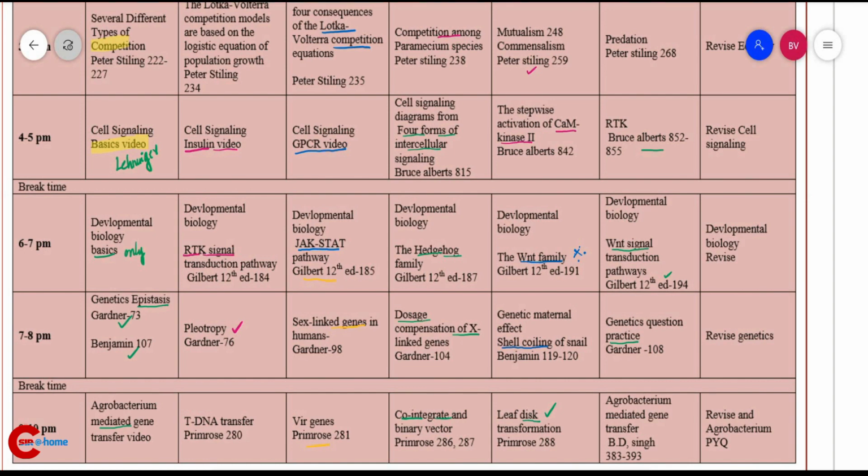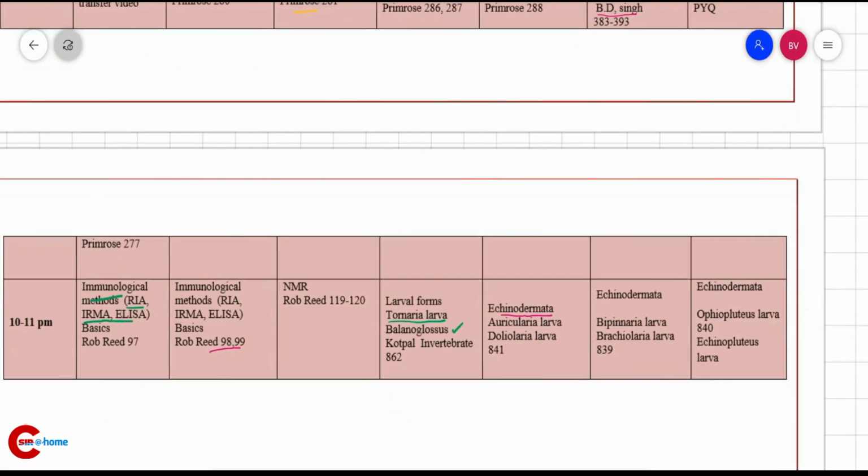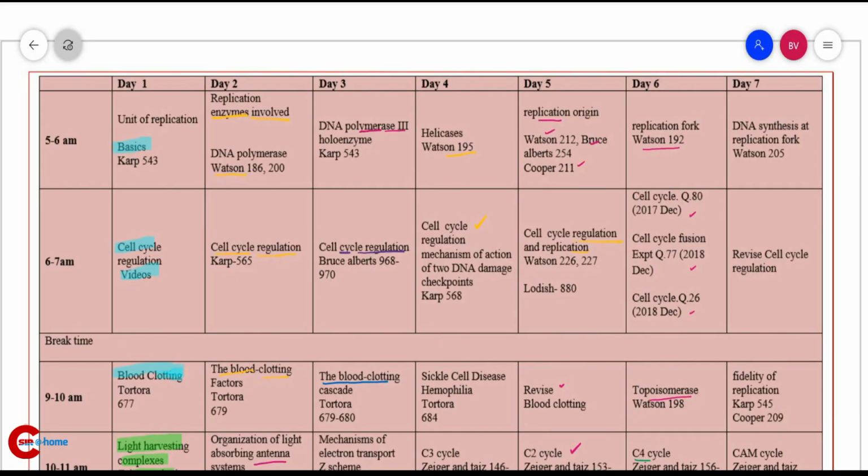Then 7 to 8 p.m., genetics question practice, just do as many questions as you can. Then 9 to 10 p.m., Agrobacterium mediated gene transfer, you can study it from PDC. The same thing. Then 10 to 11 p.m., echinodermata larval forms, Bipinnaria and Brachiolaria. Then day 7, December 7, morning 5 to 6 a.m.